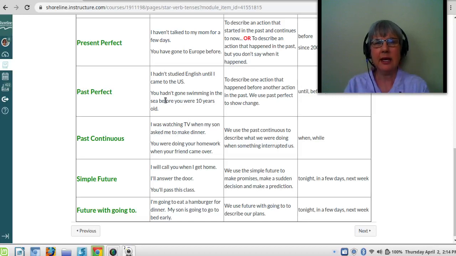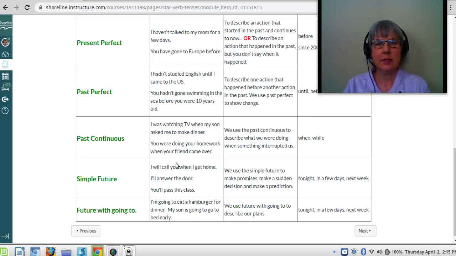Okay, I understand this is a new one here. Two events that started and stopped in the past. This one might be a new one in terms of you have gone to Europe before, you have seen a shark before, you have eaten sushi before. That just means sometime in your life. So that might be new. This one might be new, and we will study this one again in the future.